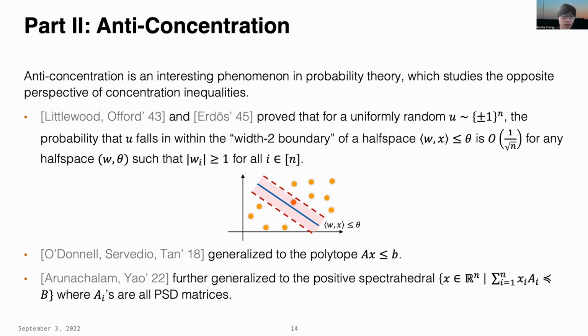Recently, this Littlewood-Offord theorem has been generalized to the polytope AX at most B. And more recently, AY22 further generalized it to the positive spectral hedron, which is the set of X such that the sum of Xi times some PSD matrix Ai is spectrally dominated by another PSD matrix B.